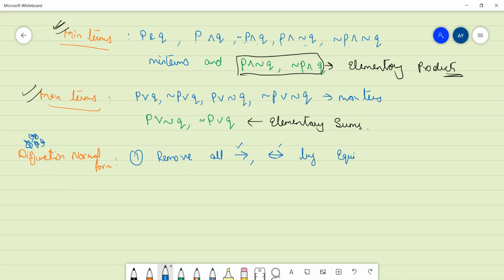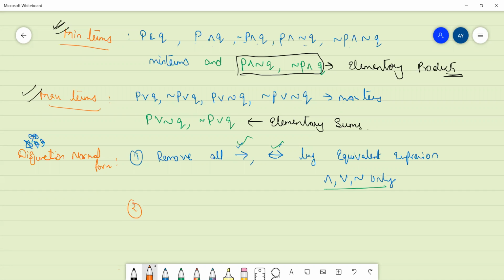You have to remove all of those by an equivalent expression containing the connectives and, or, and negation only. You have to remove conditional and biconditional by using this. Now in the next step, what do you have to do?